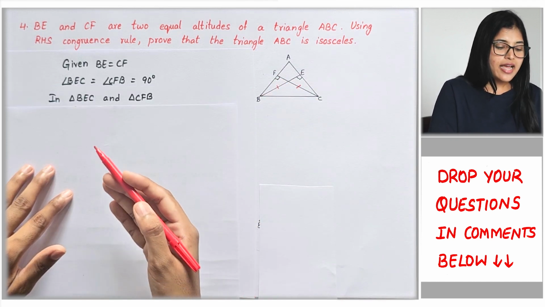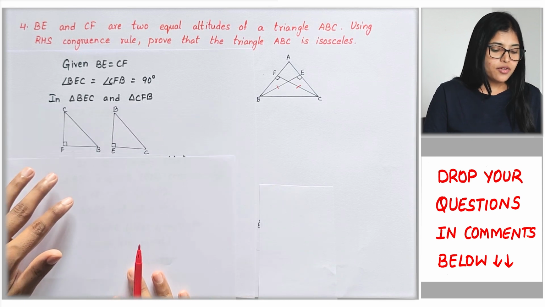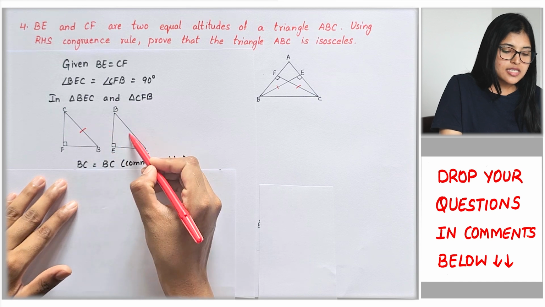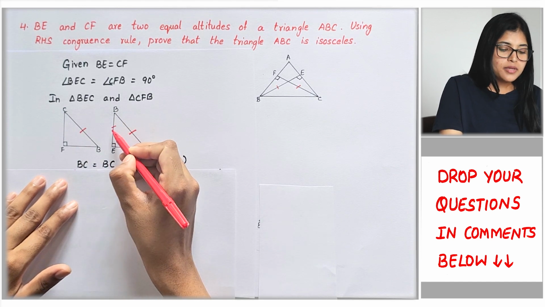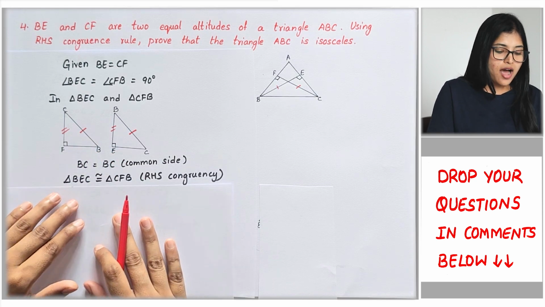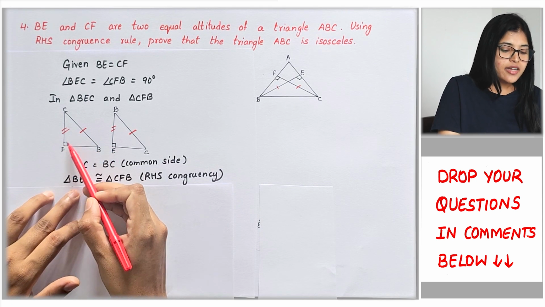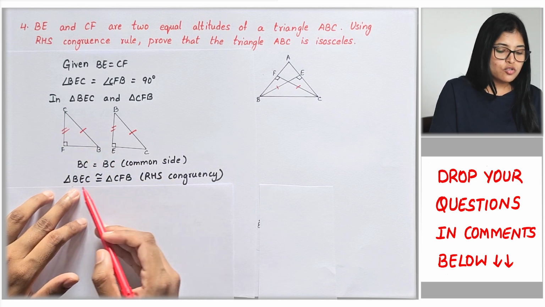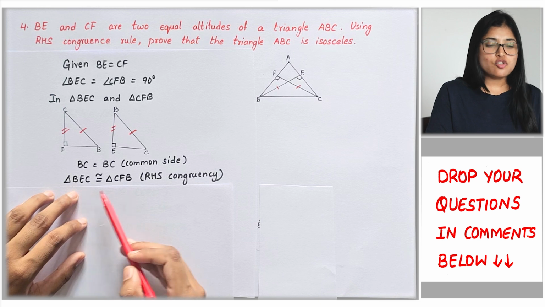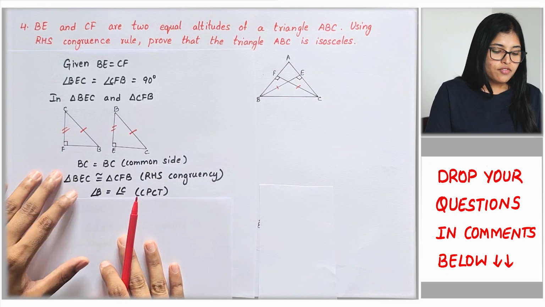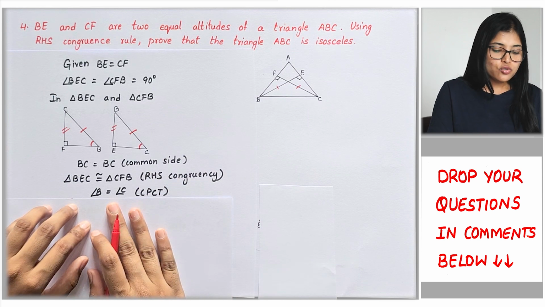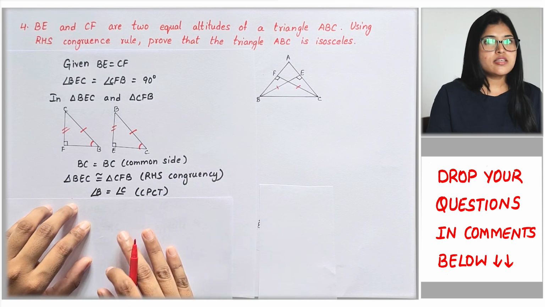And now considering triangle BEC and triangle CBF, here I know that BC and BC are the common sides, so I can say this side and this side are equal. So I know that BE equals CF. These are both right angle triangles. So from the RHS congruency rule, one right angle, one hypotenuse and one side are equal. So I can say BEC is congruent to CFB. So from here I can say that angle B equals angle C from CPCT. Now using this I can prove that triangle ABC is isosceles.